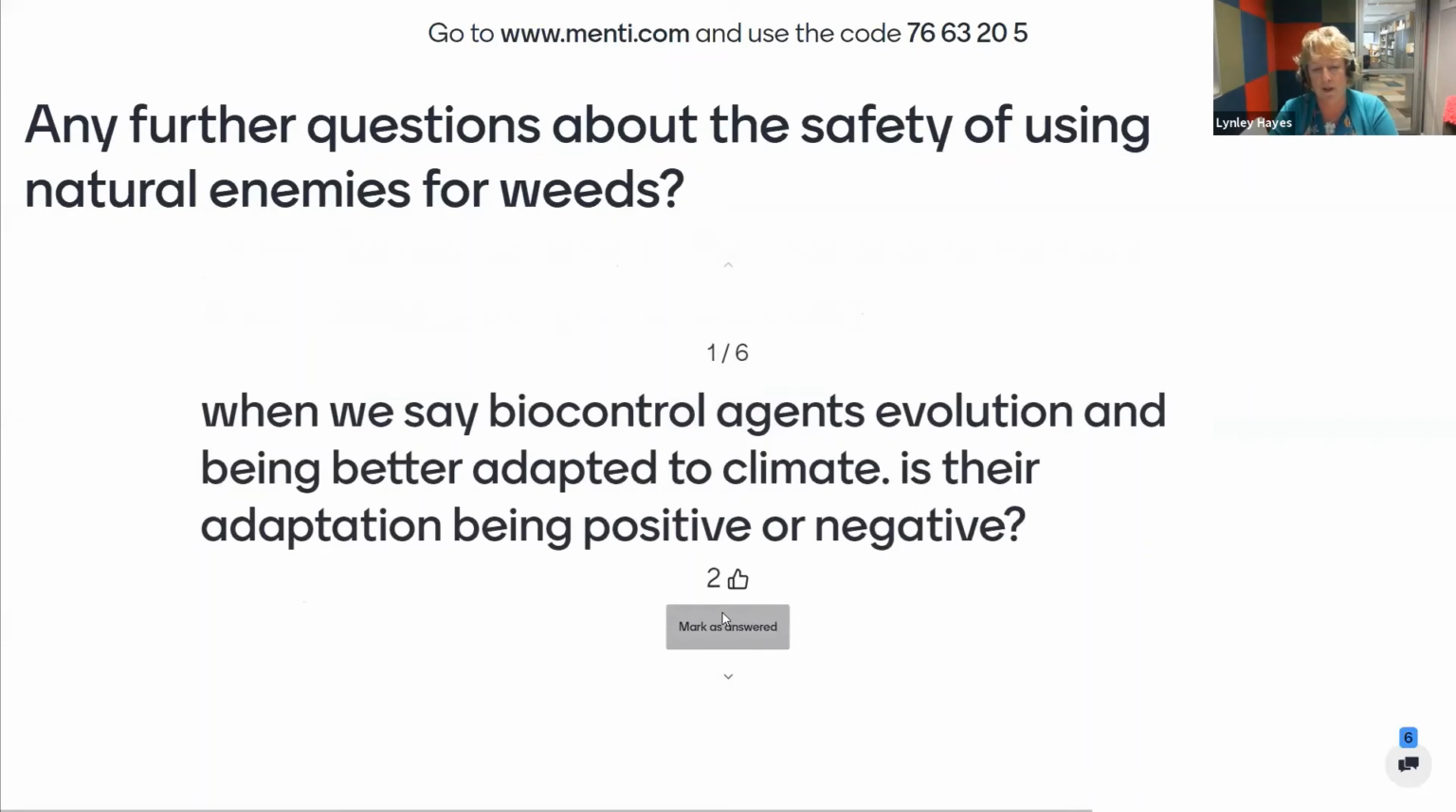When we say biocontrol agents, evolution and being better adapted to climate, is their adaptation being positive or negative? This is positive. So this is about getting better establishment of an agent. The ones that can survive go on and have offspring that are better adapted to the climate.